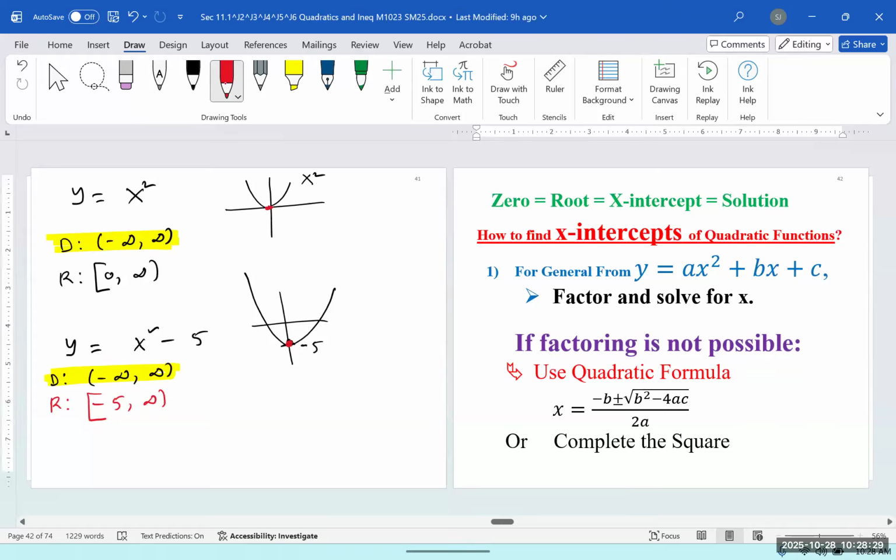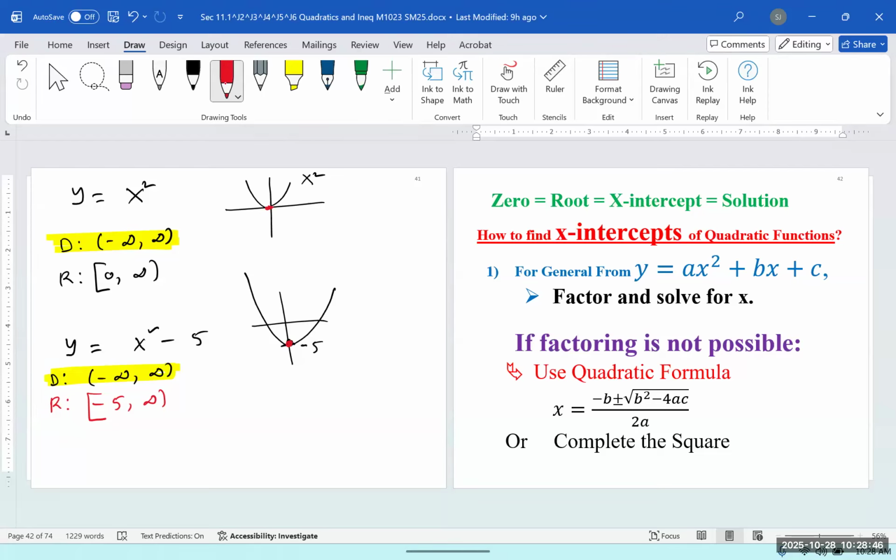Okay, so when you draw a parabola, there are a few things we'd like to know. One is what's the vertex, what's the x-intercept, and what's the y-intercept. These 3 things we want to know to graph a parabola. So how do you find the x-intercept?